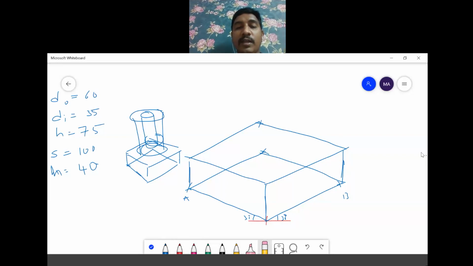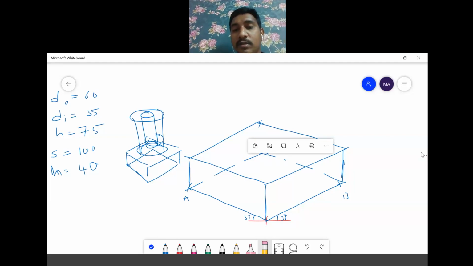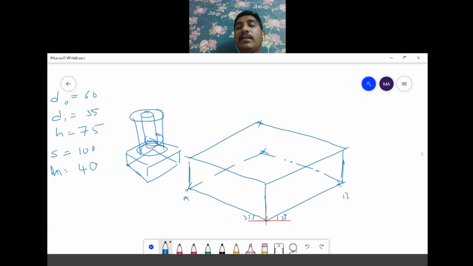This one should be the dotted one. Is it clear? This one should be the dotted one. The remaining should be dark. This one also dotted. This is a square prism you have.